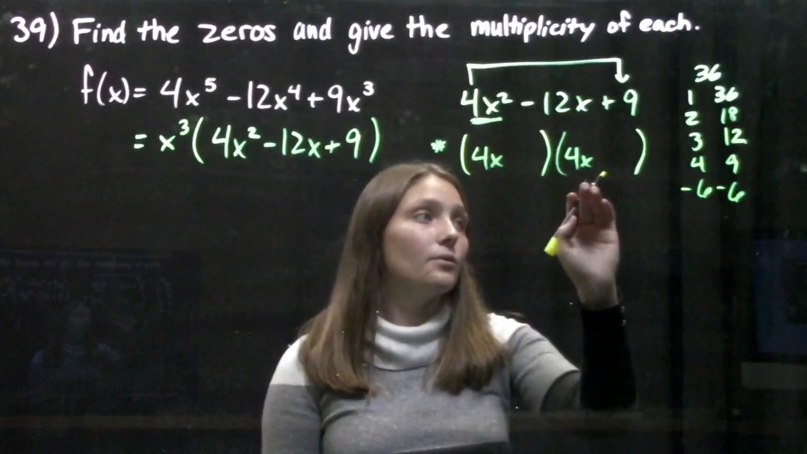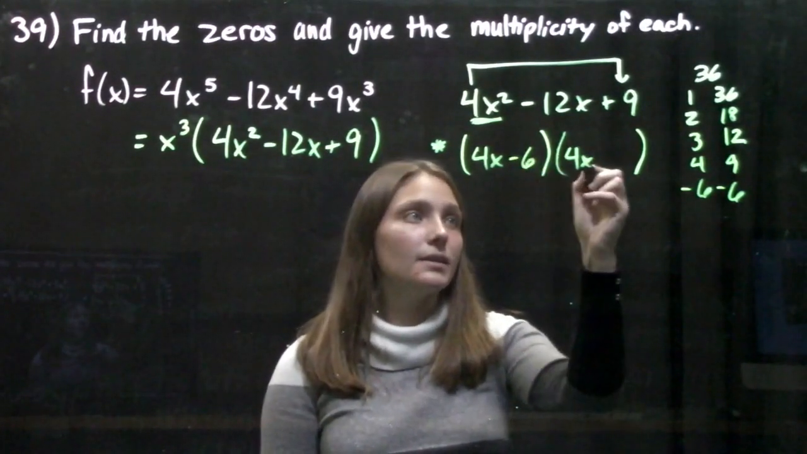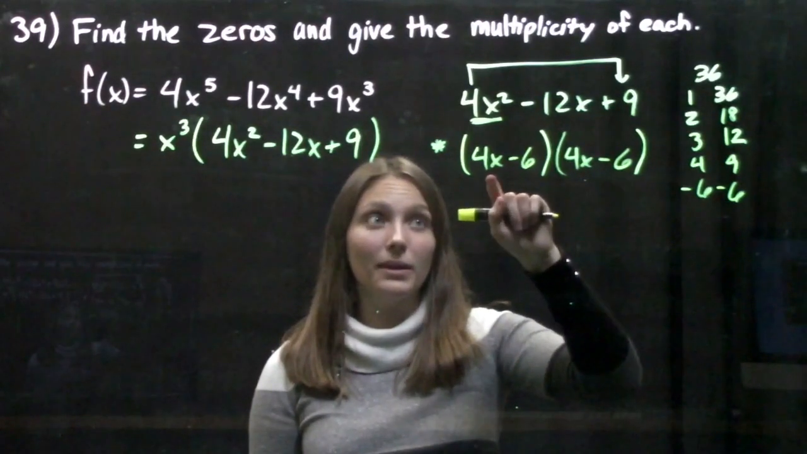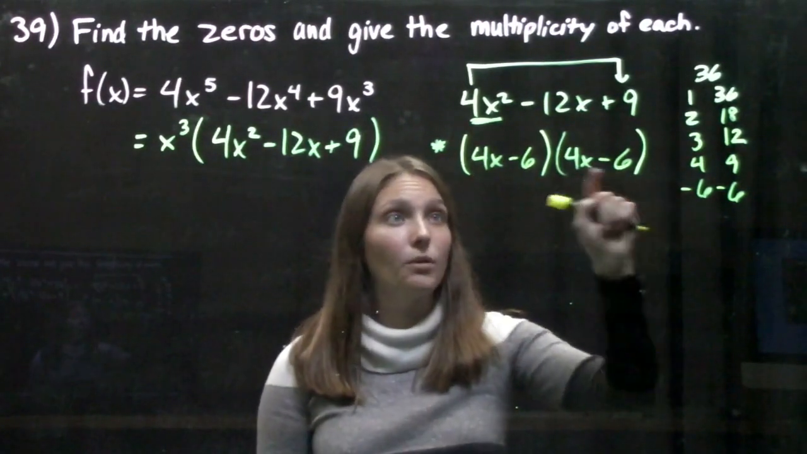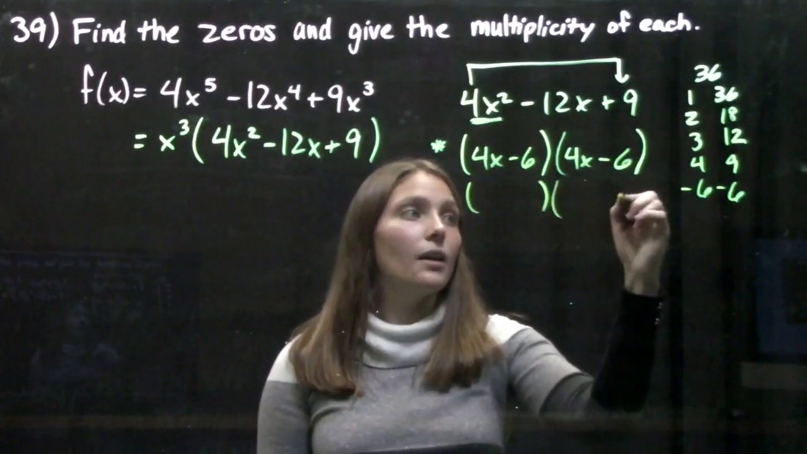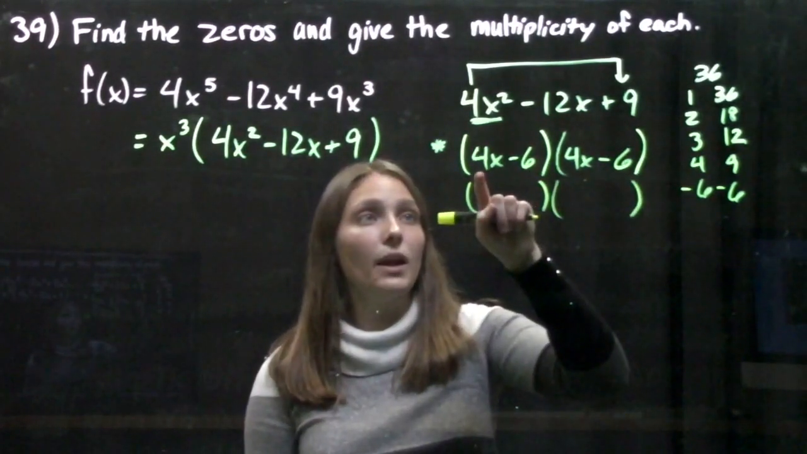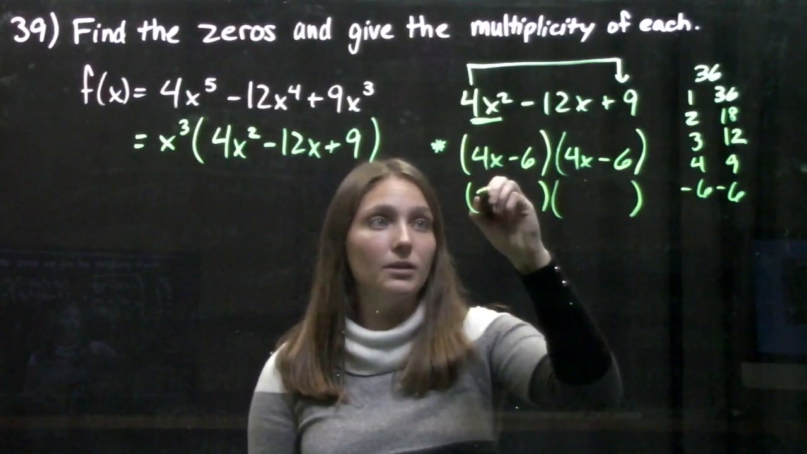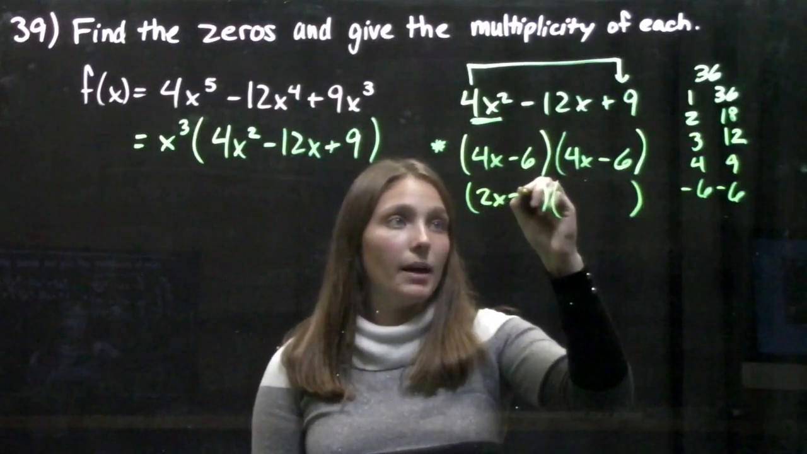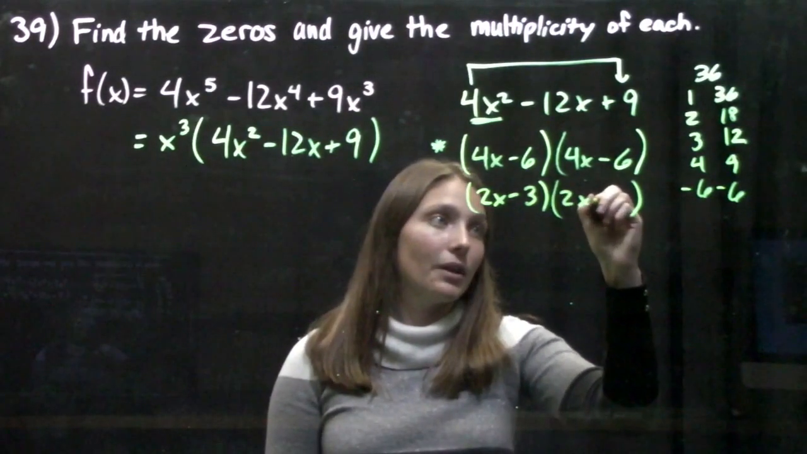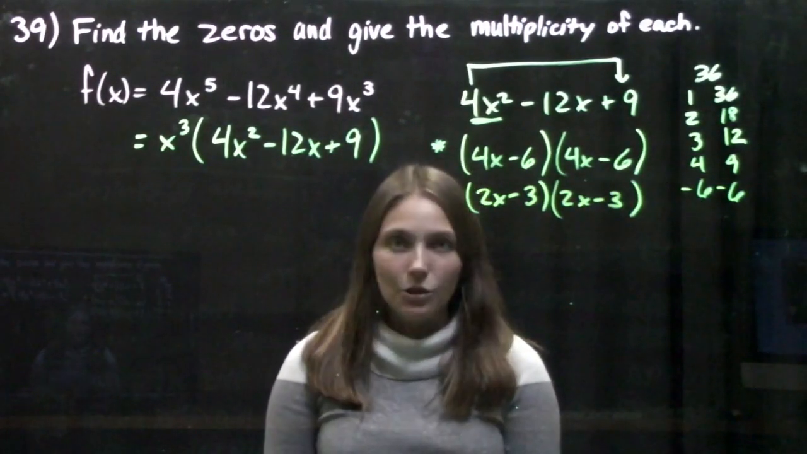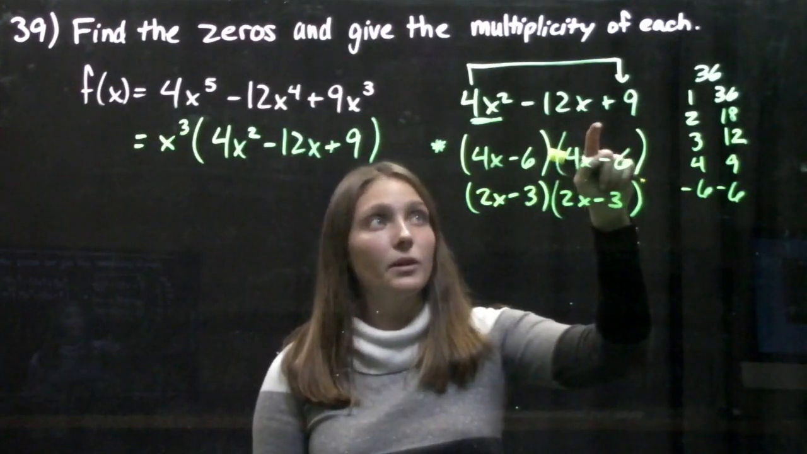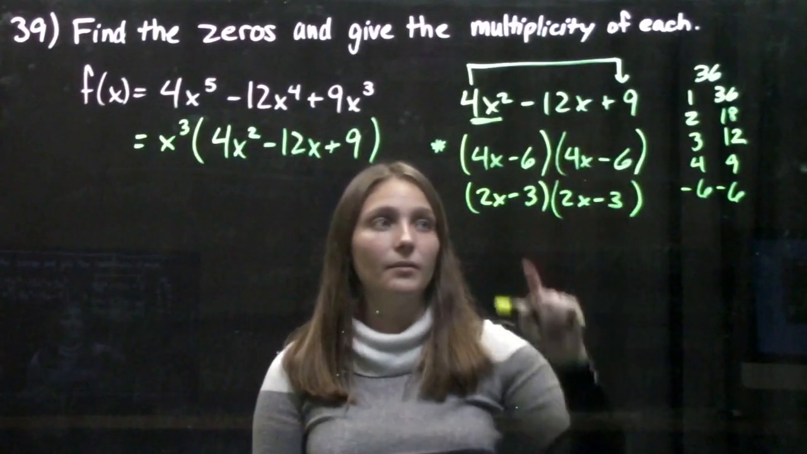So we've got 4x and 4x, and we're going to plug in our negative 6 and our negative 6. Now what we're going to do is reduce both of these such that they can't be reduced anymore. So we find that we can take out a 2 from both of these. If we divide 4 by 2, we get 2x minus 3, and we get the same thing over here. And that's the trash method of factoring. So if you factor those all back in, you'll get 4x squared minus 12x plus 9.